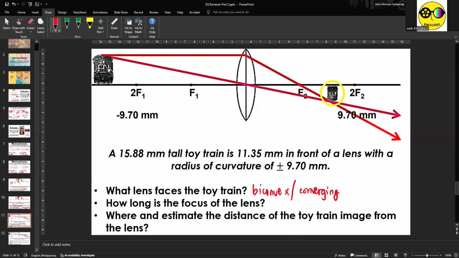Number two, how long is the focus of the lens? We don't have an explicit focal length of the lens, but what we do have is 2f1 and 2f2, which is negative and positive 9.70 millimeters respectively. So if we have 2f, how do we obtain the value of f? All we have to do is divide 2f1 by 2. That will give us negative 4.85 millimeters as f1 and positive 4.85 millimeters as our f2. So the focus of the lens is positive/negative 4.85 millimeters.